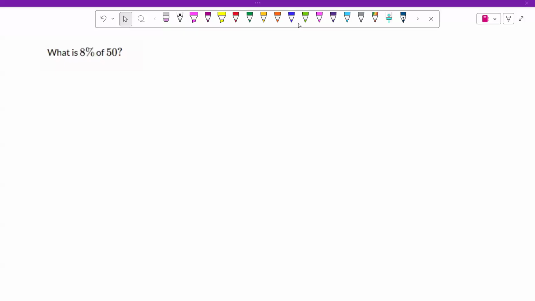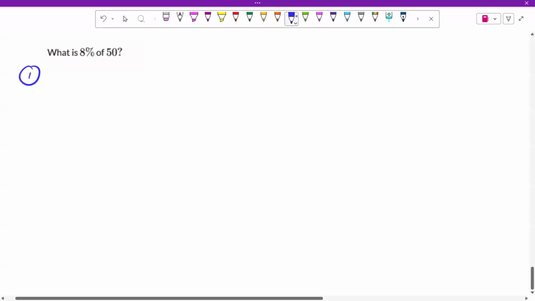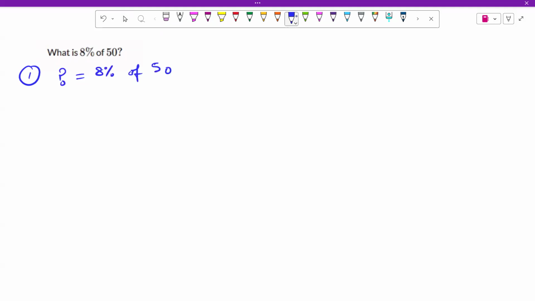Now, again, we write down this thing in just the number format. What is 8% of 50? Now we don't know what. So what is 8% of 50? Any questions here? I just wrote down whatever is there. I didn't know what, so I just wrote a question mark. Is the equal to symbol 8% of 50? Any questions in this part? No.